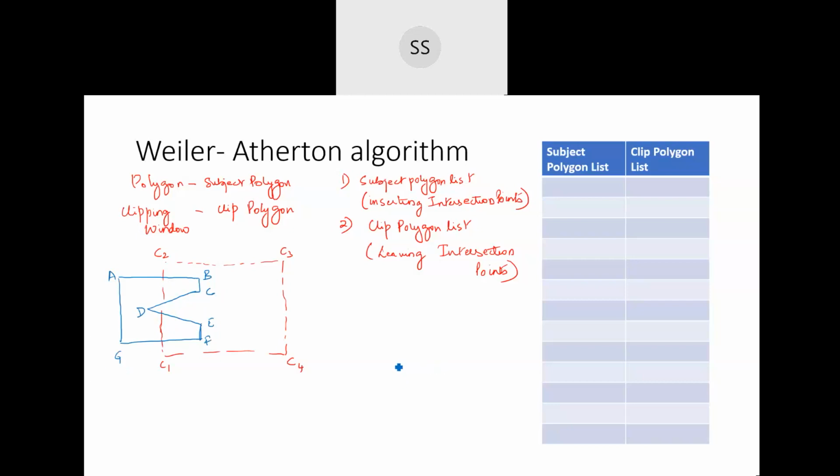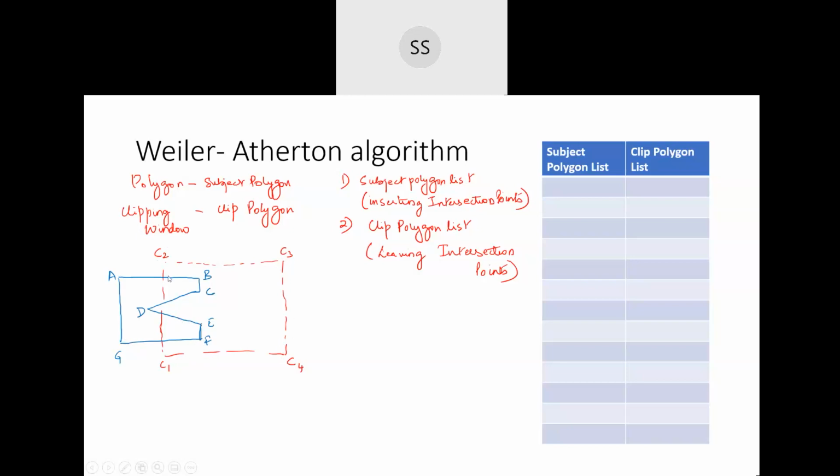So we are going to talk about the Weiler-Atherton algorithm, where we consider the polygon. This particular polygon is called the subject polygon, and the clipping window is called the clip polygon, and you have two lists which we're going to fill. Now, having all this in mind, we try to find the intersection points. Please remember, we find the intersection points of my subject polygon with respect to my clip polygon.